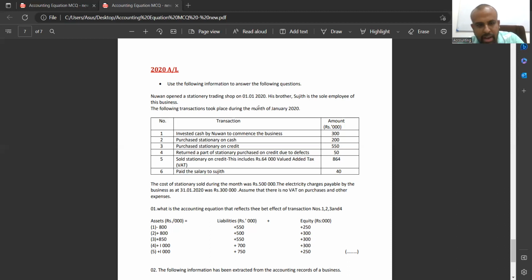They want you to identify the effect of the first 4 transactions. They're asking the effect of the first 4 transactions on the accounting equation. Okay. And now we'll record them in the basic accounting equation.